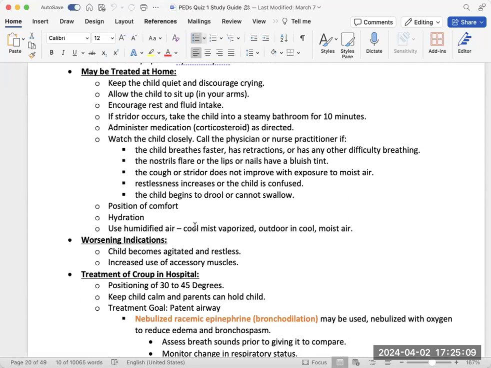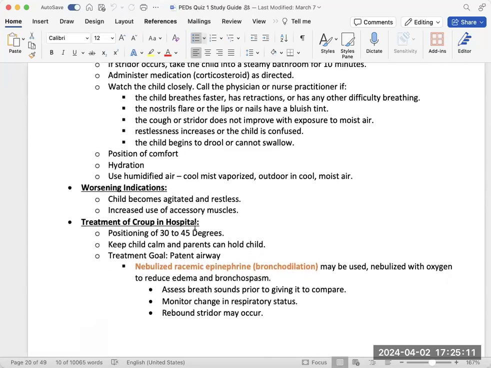We also need to watch the child closely, right? If they're starting to breathe faster than normal, they're having retractions now, so we're seeing they're using extra muscles in their chest and in their abdomen to breathe, and they're showing signs of difficulty, call the physician, right? If they have nostril flaring or their lips or nails are bluish, that means it's getting worse. They need to go see the doctor. They need to go now, they need to go to the hospital, but this is getting more severe, right?